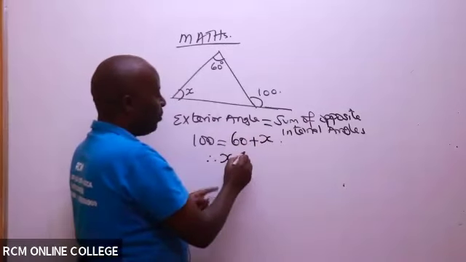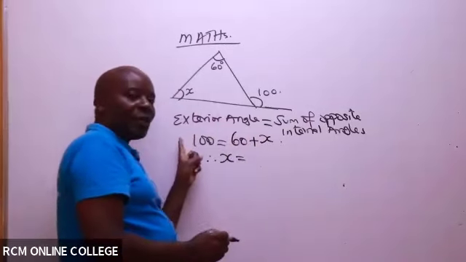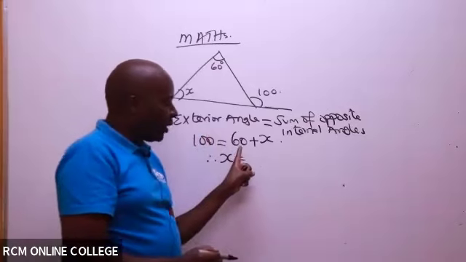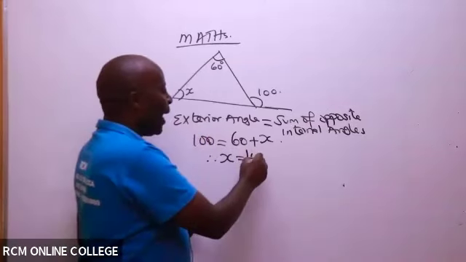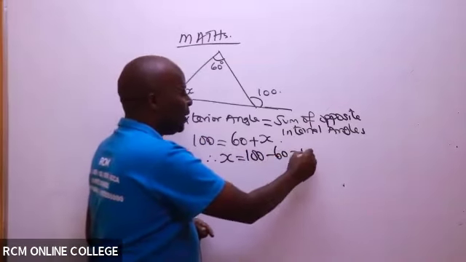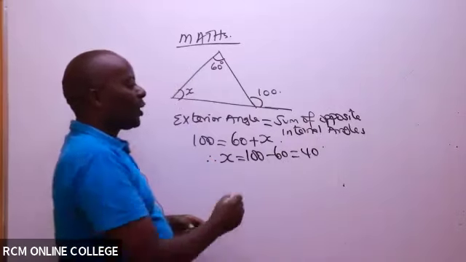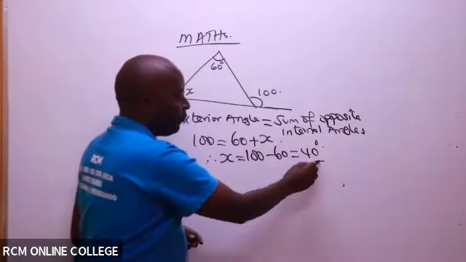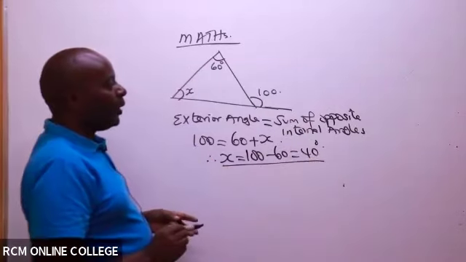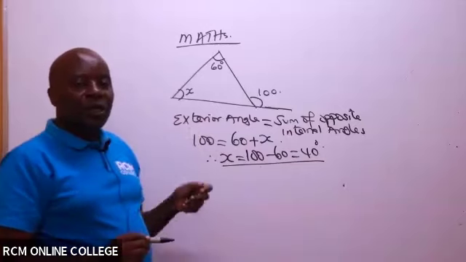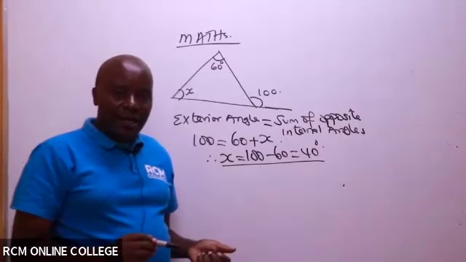Therefore, to make x the subject, take this 60 to the other side. Here it's positive, on the other side it will be negative. So 100 minus 60 gives me 40 degrees. You must always write the final answer like that, 40 degrees. That is method number 1.